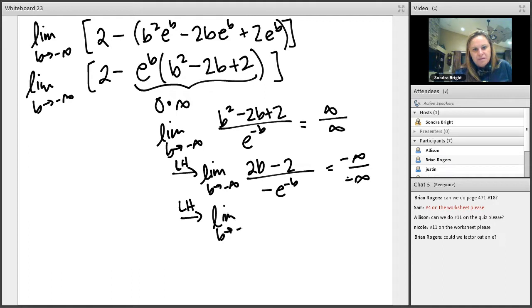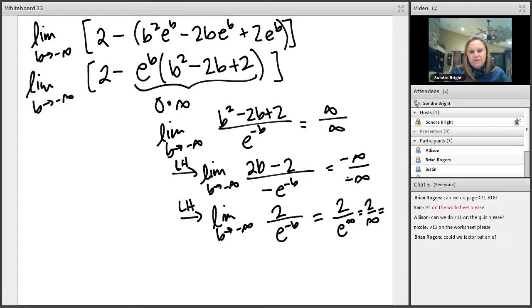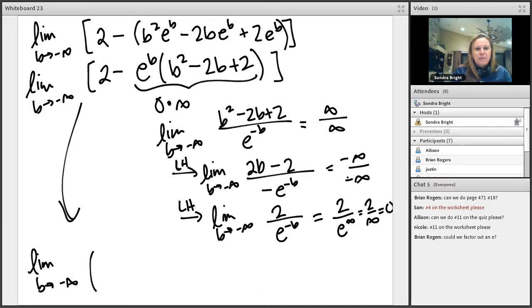and that'll give you a 2 over positive e to the negative b. Now when you plug that negative infinity in, it ends up being a 2 on top, so not a problem, and then it'll be an e to the negative of a negative, so positive infinity, and so it ends up being a 2 over infinity, which is 0. Whew. All right, so all of that for that guy, so that now when we bring this down here, that means that the limit as b goes to negative infinity of, you end up with a 2 minus 0, which ends up being just 2.